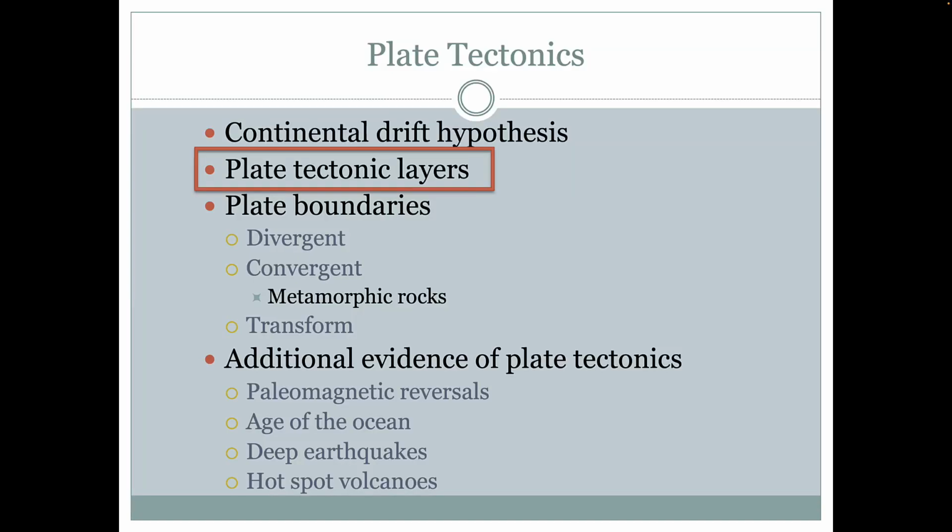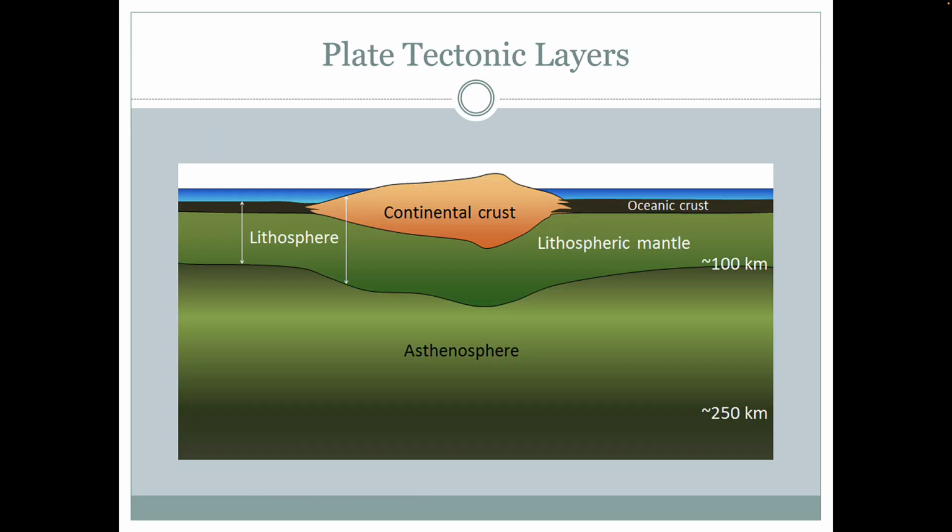So the theory that does explain all of these changes in the positions of the continents is called plate tectonics. And let's start out by talking about the different layers that are involved with plate tectonics. So I mentioned the continental crust and the oceanic crust before, and it turns out they're just part of something that's thicker and extends down into the mantle called the lithosphere.